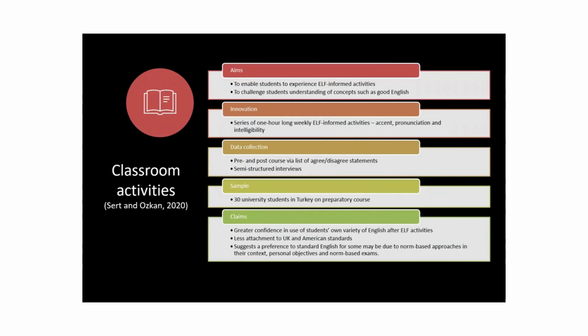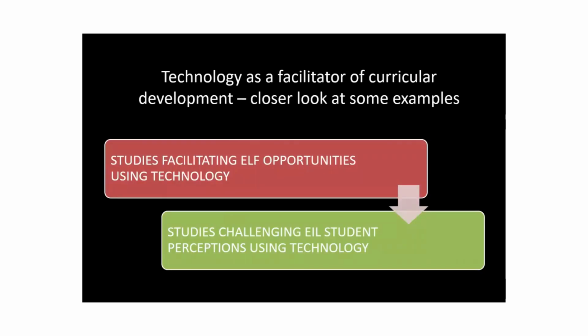An example of a type of study for this one is one conducted in Turkey, which involved 30 university students on a preparatory course. What these researchers did was engage these students in ELF-informed activities, particularly focusing on accent, pronunciation, and intelligibility. And what they found through these activities was that students gained greater confidence in their own variety of English as a result, and they tended to develop less attachment to UK and US standards. So quite a positive result there for those researchers.